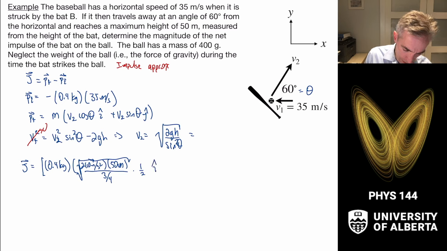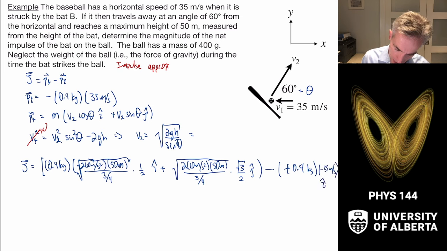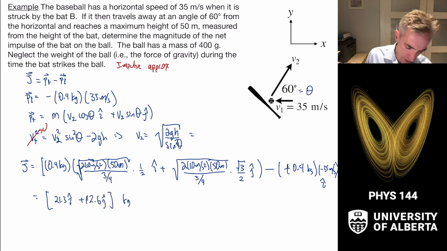So I'll stick an I hat on that, plus the v2, which is this same radical expression right here, 10 meters per second squared times 50 meters all over 3/4. And then again, the sine theta is root 3 over 2 J hat. And then we subtract from that the negative 0.4 kilograms times the speed, the mass is positive, the speed is minus 35 meters per second, and this is in the I hat direction. And if we go ahead and calculate this all out, we get an answer that this is 21.3 I hat plus 12.6 J hat kilogram meter per second.